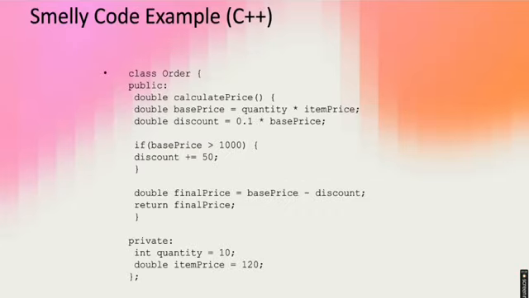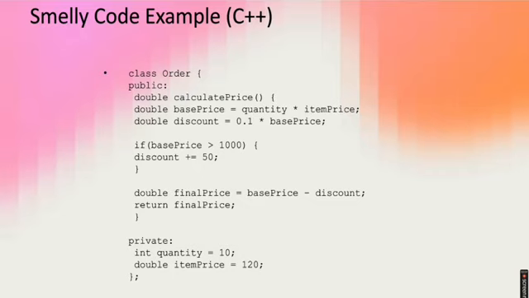Now let us look at the smelly code example shown in the slide. In this code, we can see several temporary variables such as base price, discount, and final price. These variables are only used to store intermediate calculations. The problem is that all the logic is written inside one function, so the method becomes larger and harder to maintain. If we want to change the discount calculation later, we may need to modify many parts of the code. This type of code is called smelly code because it indicates poor design quality.